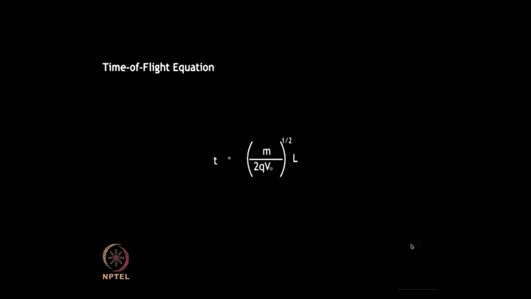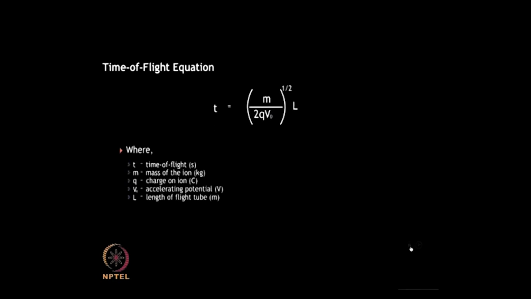The time of flight of a charged ion can be calculated by means of the equation shown here. The flight time is directly proportional to the square root of the mass of the ion.